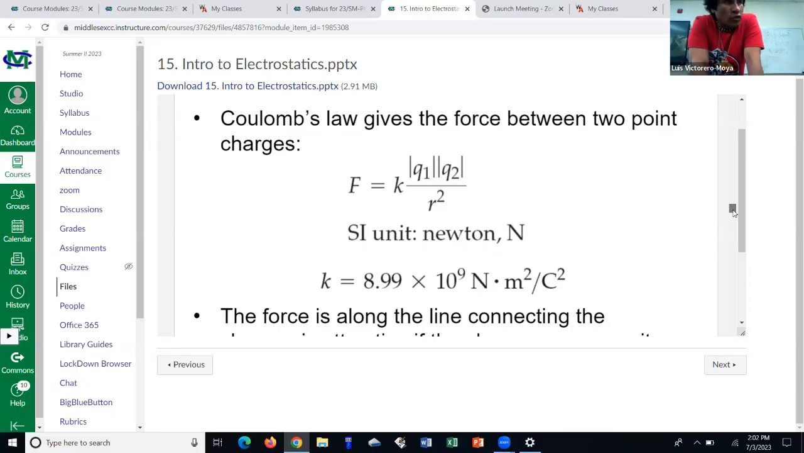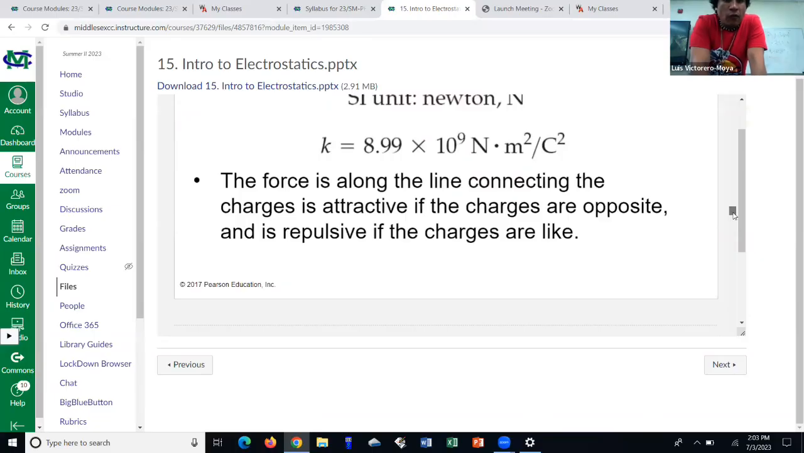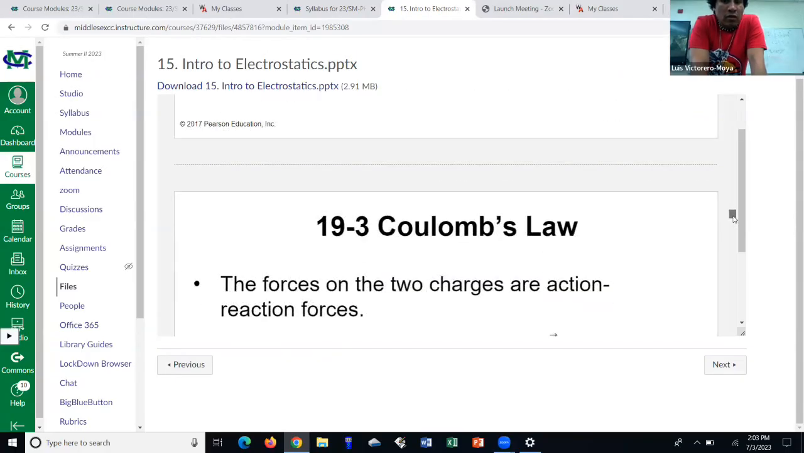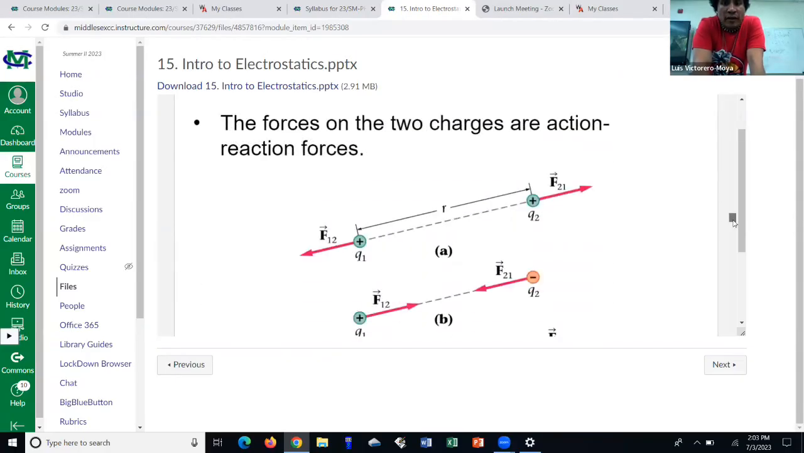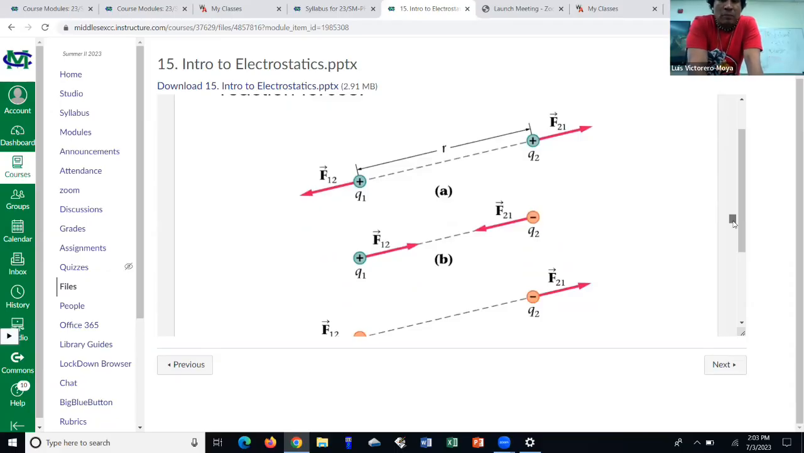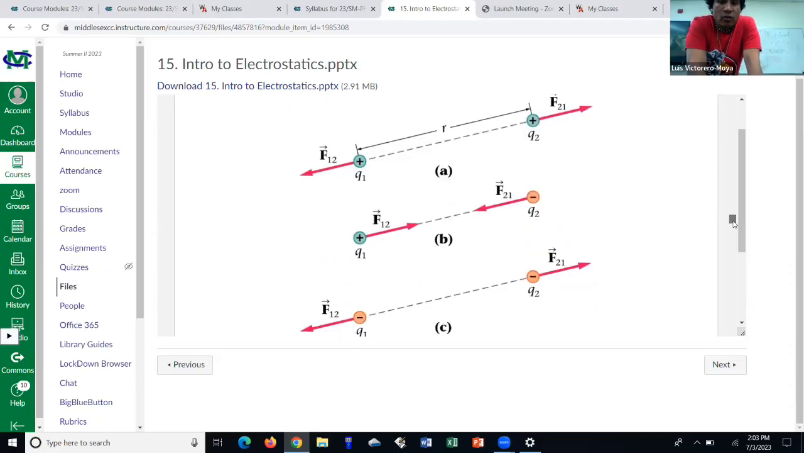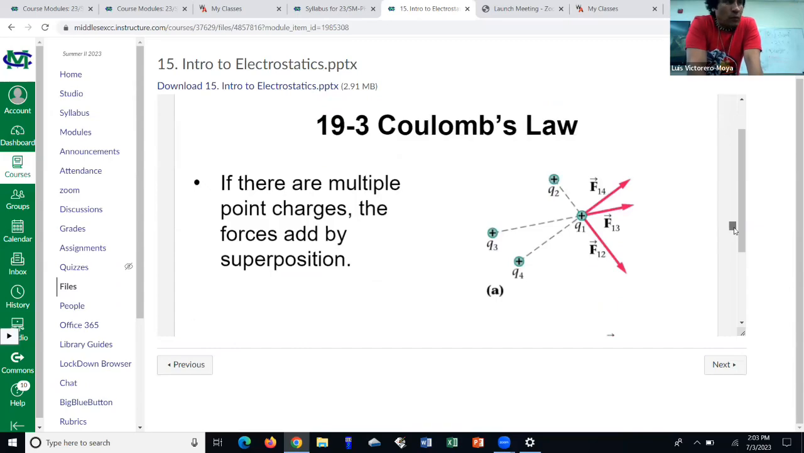So this force is a vector because you may have magnitude of the force, but also direction, depending on how the charges are placed or where they are placed. The force is along the line connecting the charges. It can be attractive or it can be repulsive. Now, if you have two charges, you may have these situations. They repel if they are both negative or both positive, and they attract if one is negative and the other positive. But you may have multiple charges.